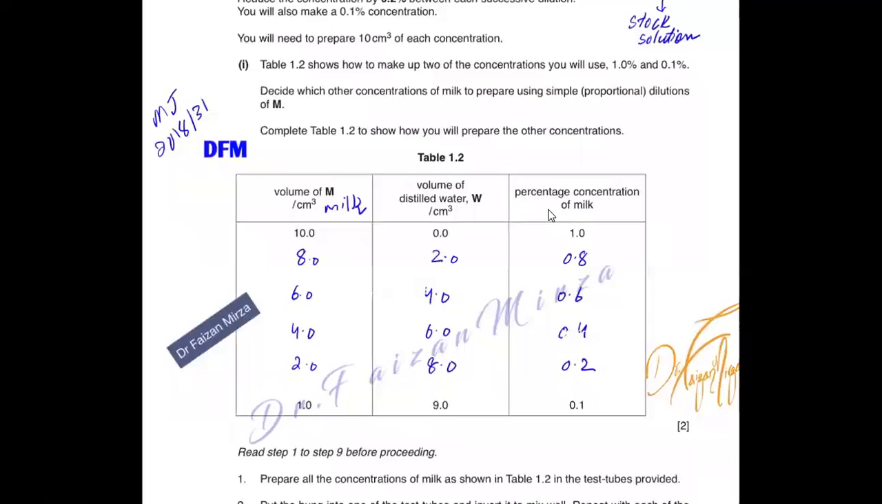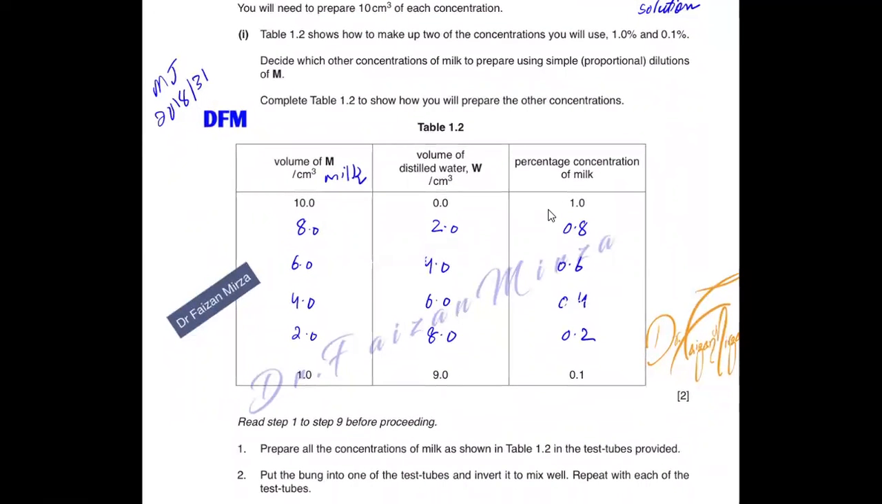Now they are asking how to carry this out. You will need to prepare 10 cm³ of each concentration, so the volume is provided to you as well. What is given to us? I'll make a table of 3 columns. My first column will be the volume of M, or you can say milk, with the unit cm³, how much cm³ is to be added. Then the volume of distilled water, W, again in cm³, and the percentage concentration of the milk.